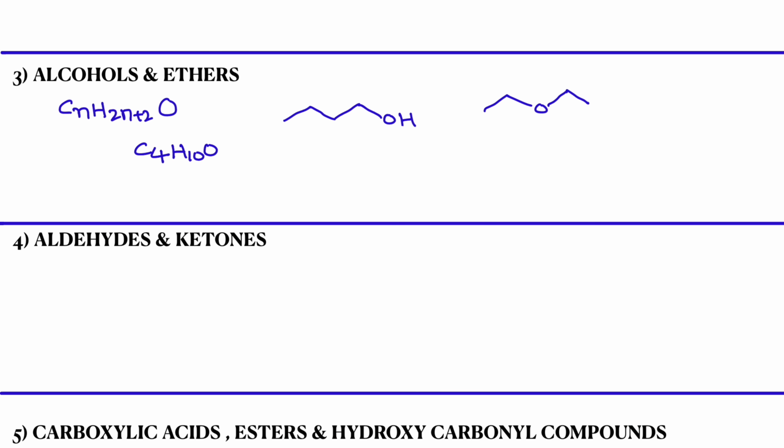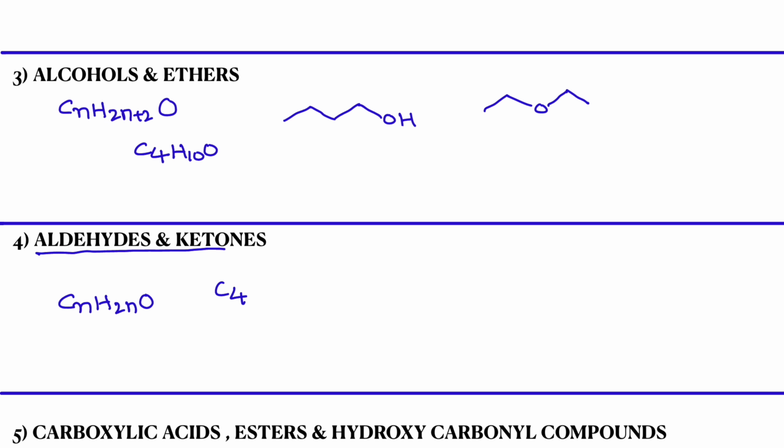Next one, aldehydes and ketones. In case of aldehyde and ketone functional groups, degree of unsaturation is 1. Hence the general formula will be CnH2nO. When you convert this into the corresponding hydrocarbon, simply remove oxygen. As a result, it becomes CnH2n, obviously degree of unsaturation is 1.